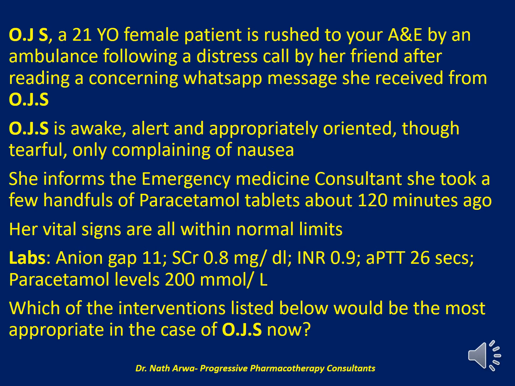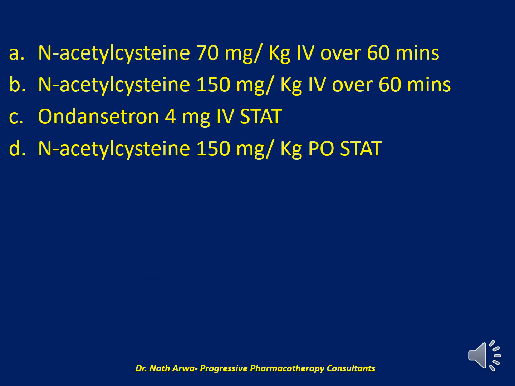So my question to you is, which of the interventions listed below would be the most appropriate in the case of OJS now? Would you administer N-acetylcysteine at a dose of 70 milligrams per kilo IV over 60 minutes? Or would you administer N-acetylcysteine at a dose of 150 milligrams per kilo IV over 60 minutes?